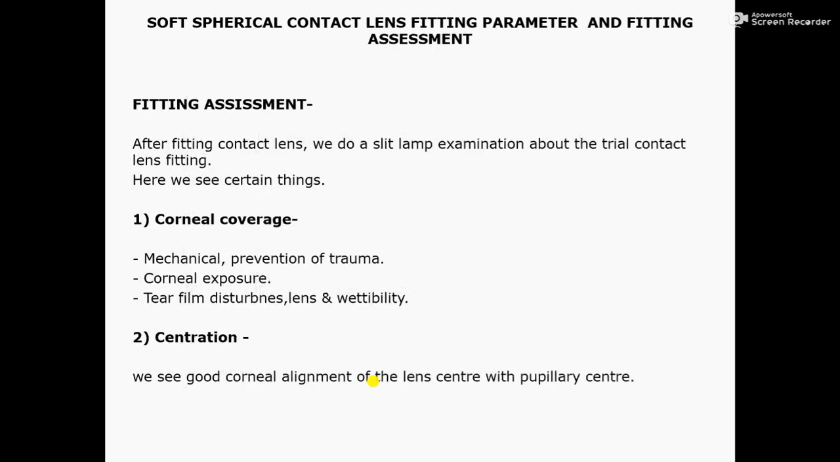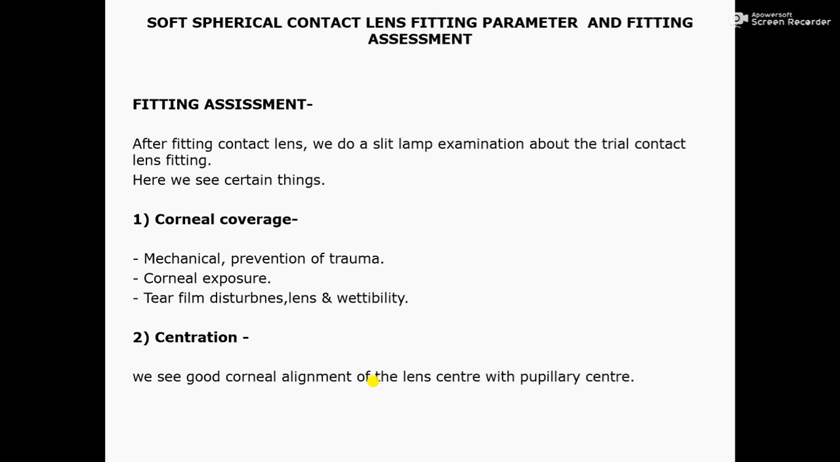Next, fitting assessment. After fitting the contact lens, we should do a slit lamp examination of the trial contact lens fitting. Here we see certain things. Number one, corneal coverage. Here we will check whether the contact lens covers the cornea or not, and we will check any corneal exposure, tear film disturbance, wettability, etc. Any abnormalities present or not.